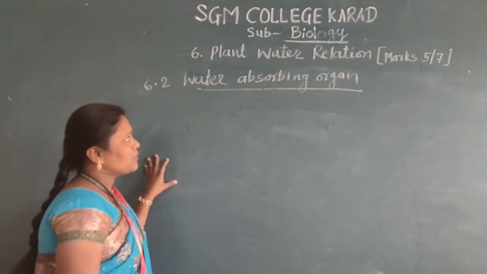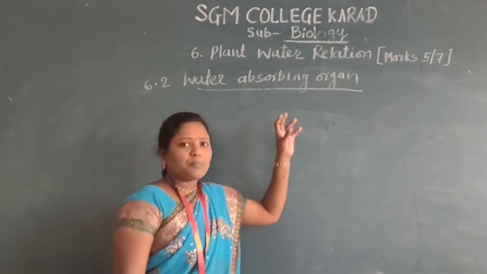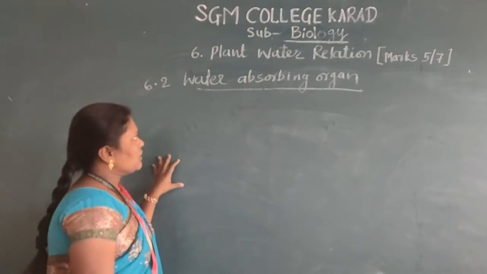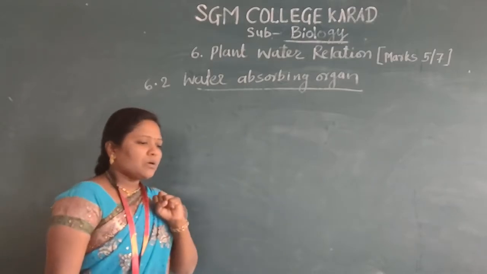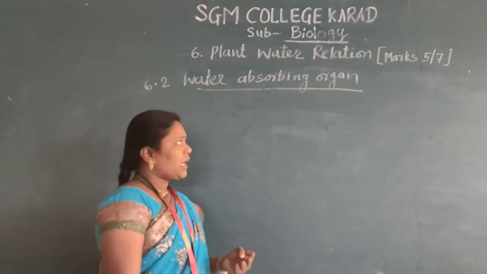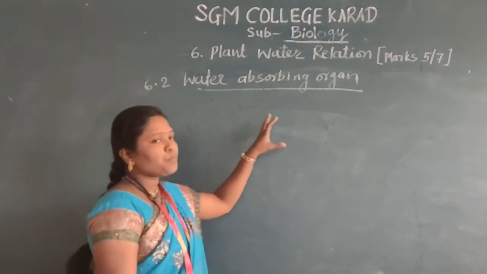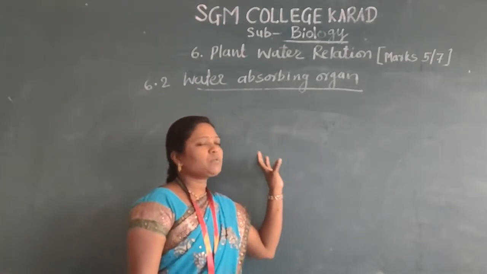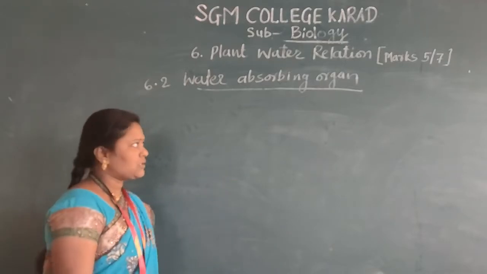With the help of root, plants perform an absorption process. So root is the main absorbing organ and it supports absorbing water as well as minerals.